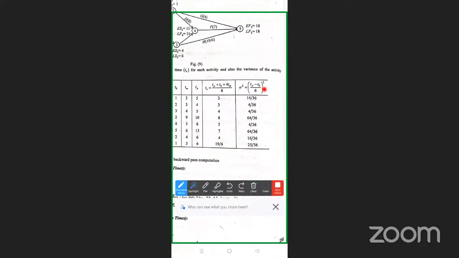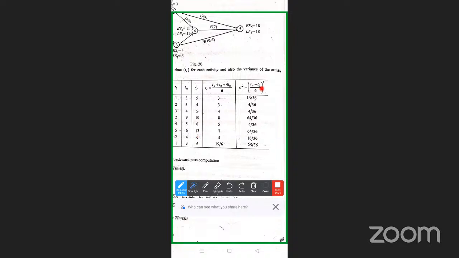We can calculate the variance with the formula sigma square is equal to (TP minus T naught) by 6, whole square. So this is the variance. We can calculate it directly in a scientific calculator: (TP minus T naught) by 6, whole square. So these are the variances, and these are the TP values.